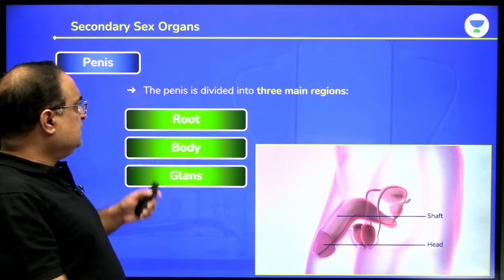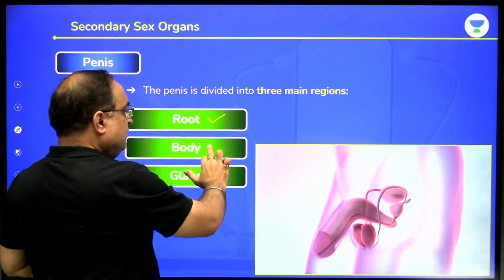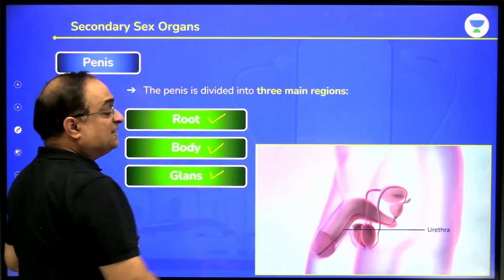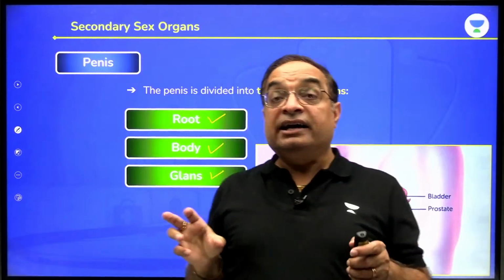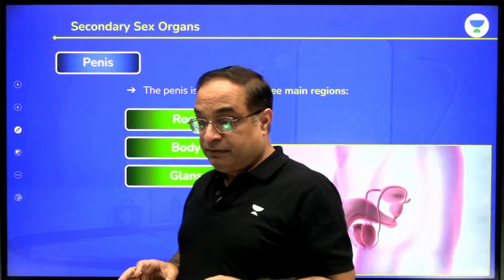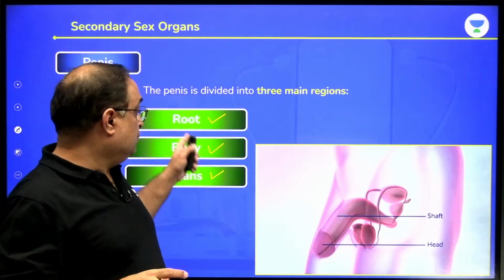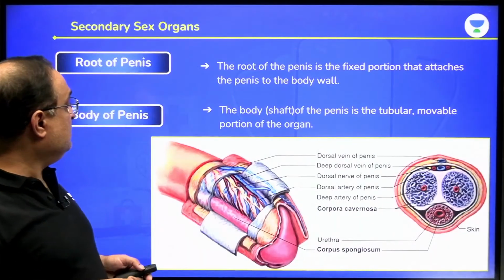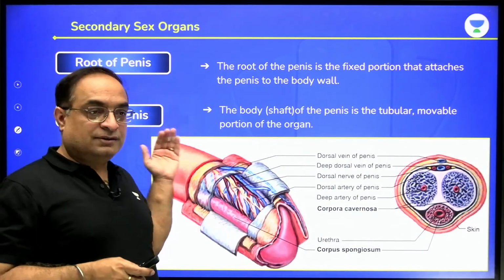Now, penis has 3 main regions. There is a root region, body region and glans region. Glans, you understand? The tip of the penis, it is highly sensitive. It has a rich supply of nerves, and we call it the glans region. Root part, body part and the glans part. Here you can see a cut section.